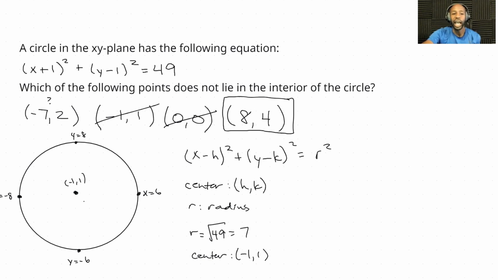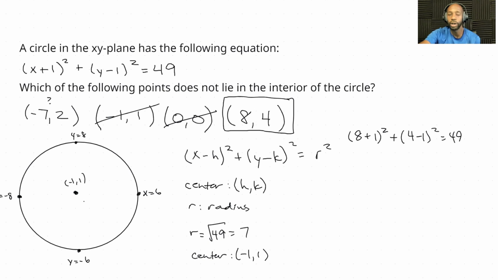Because what happens is, as long as this value is less than 49, then that's going to be in the interior of the circle. But if this ends up being greater than 49, then you know you have a point that is outside of the circle. So we have time, let's go ahead and just plug this in to see. So that's going to be 8 plus 1 squared plus 4 minus 1 squared equals 49.